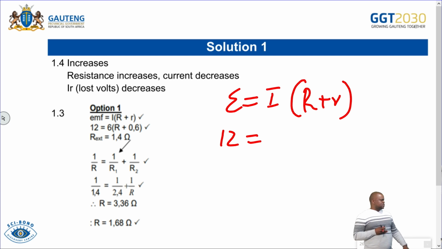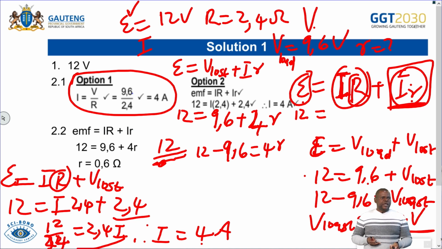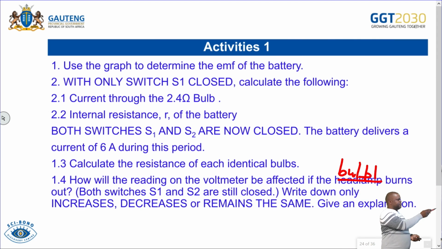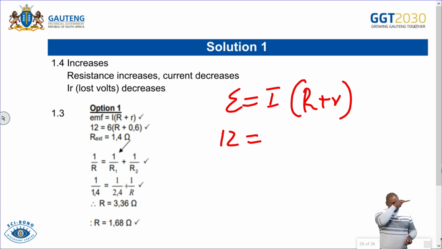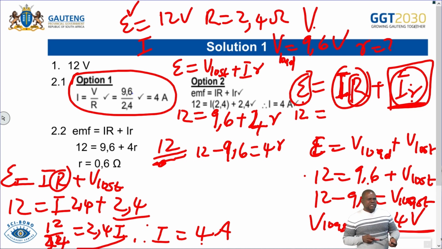After we get the total resistance of the circuit, how do we get that? We're going to use this formula because we already know the total voltage, which is the EMF, and we already know the total current. It is given to us to be 6 ampere. And we know the internal resistance to be 0.6 because we just calculated it here. Can you see?